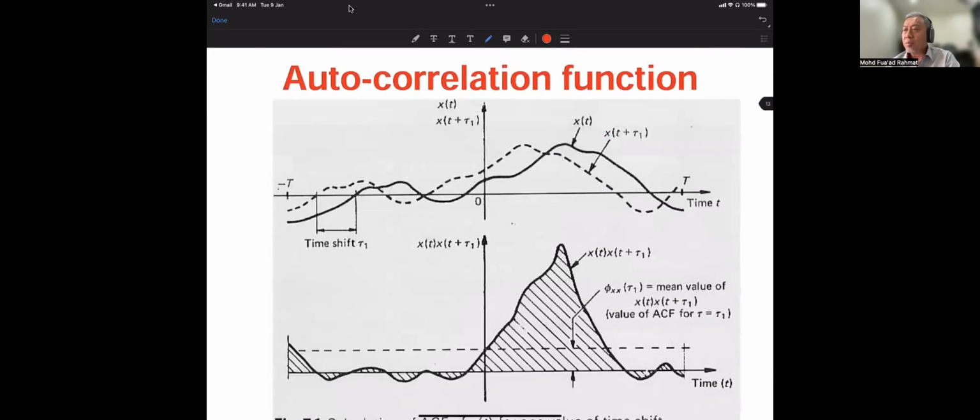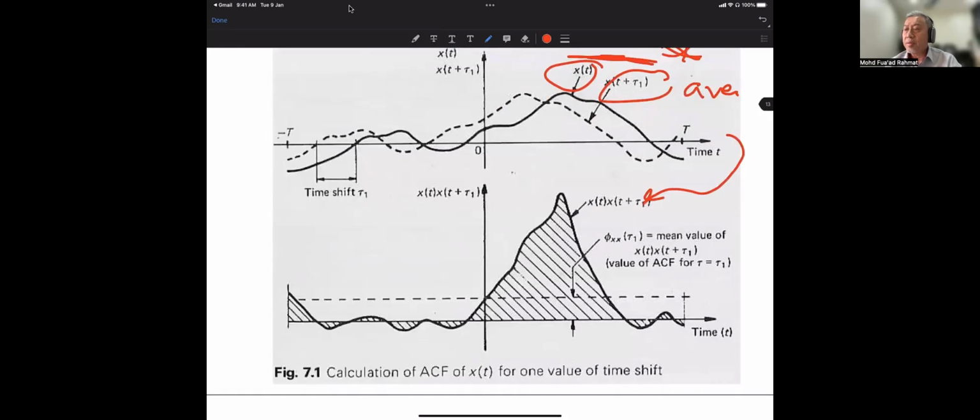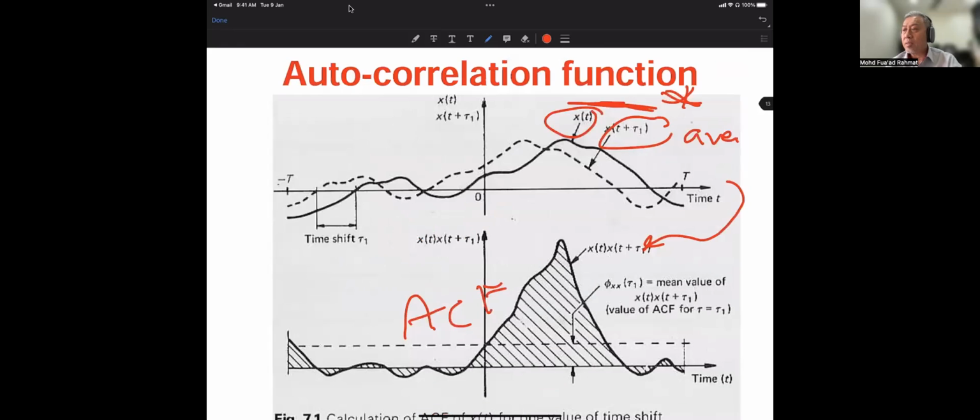So this process is shown graphically in the next figure. We have one signal, which is x(t), and the second signal is x(t plus tau), the same signal shifted by tau 1, tau 2, tau 3, and so on. Then we multiply them with each other, and then average, and that value is plotted here. So this is the ACF versus time delay, and this one is a random signal, and the second one has been shifted by tau.